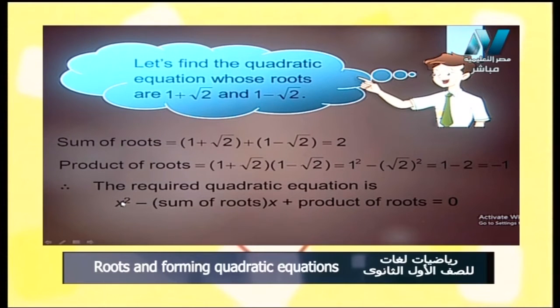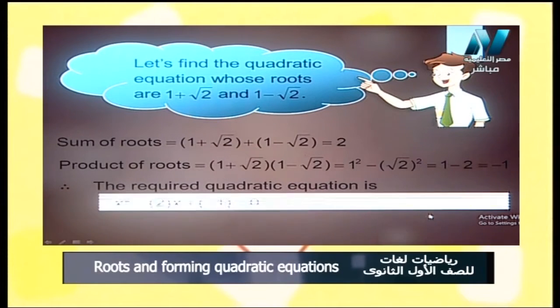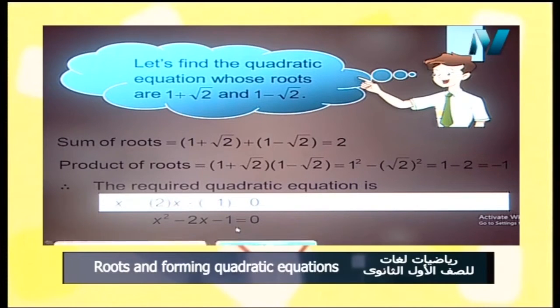Yes, we have x power 2 minus the sum multiplied by x plus the product of the two roots equals 0. Yes, excellent. Now we have the method of this quadratic equation. We have now x power 2 minus the sum, which is 2, times x, plus the product, which is negative 1, equals the answer, which is 0. Yes, x power 2 minus 2x minus 1, because positive multiplied by negative here equals negative 1, equals 0.